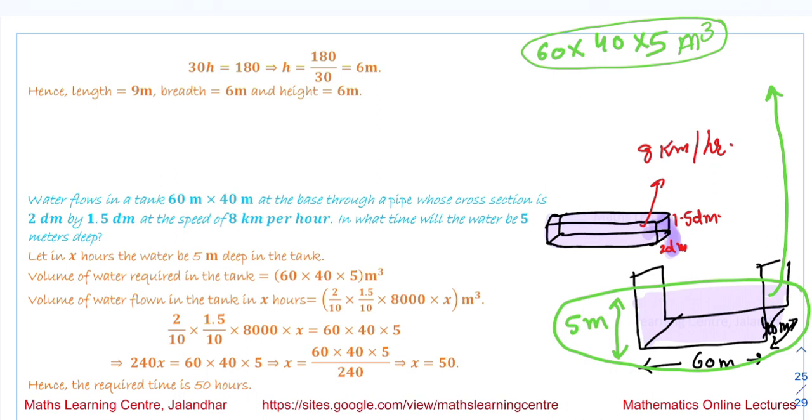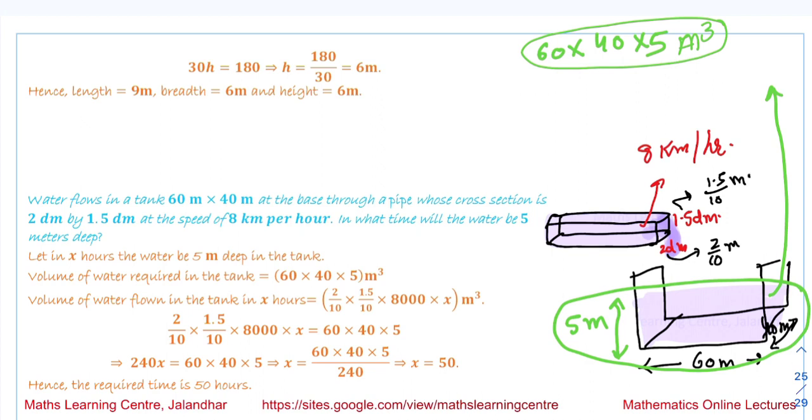So to find this, we suppose that it takes X hours to fill this tank up to 5 meter. So the volume of the water flown in the tank in X hours will be, we have to convert this decimeter into meters. So to convert the decimeter into meter, it is 1.5 by 10 and this will be 2 by 10 meter.